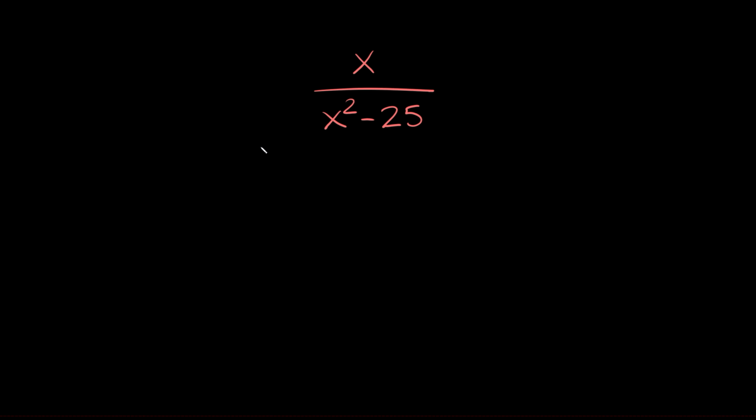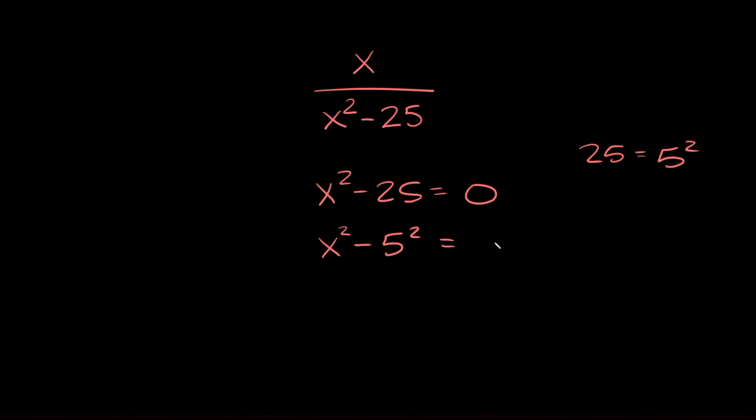All right, now for this next problem, we have x over x squared minus 25. So again, all we need to do is set the denominator equal to 0. So here we're going to say that x squared minus 25 is equal to 0. Now, there's a couple different ways that we could solve this, but here let's just focus on factoring. So we have x squared minus 25. Now, if you notice something, 25 is a perfect square. 25, that's the same thing as 5 squared. So if you rewrite this 25, let's say instead we have x squared minus 5 squared is equal to 0.